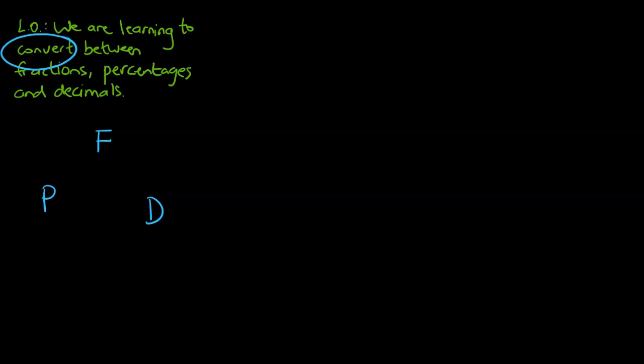So for example, if you have a fraction, you need to know how to change that into a percentage, and you need to know how to change that into a decimal. If you have a decimal, you need to know how to change that into a fraction, and you also need to change that into a percentage. And lastly, if you have a percentage, you need to know, well, how can I make that a fraction? And how can I make that a decimal? So we're trying to convert between all the types that we have.